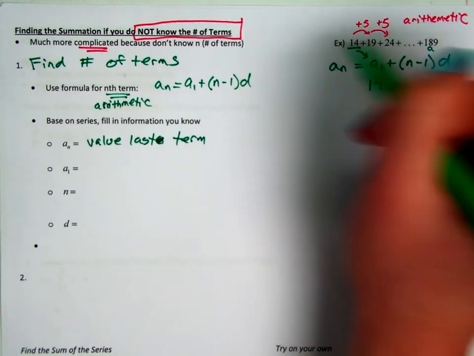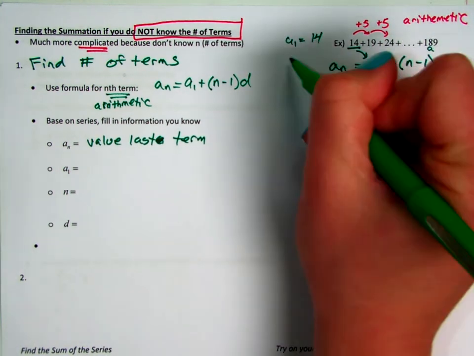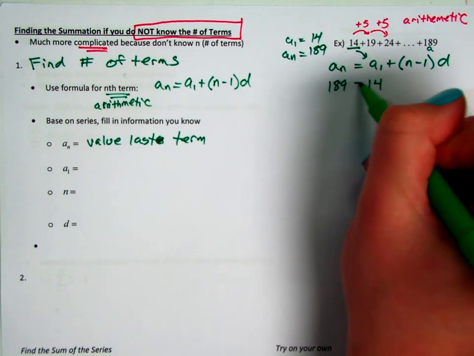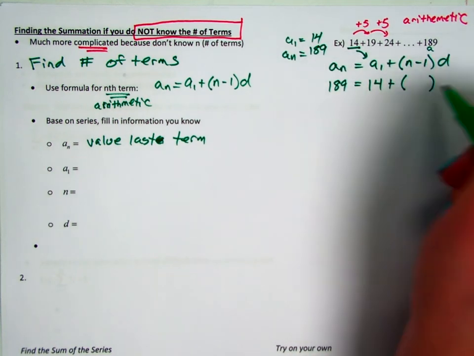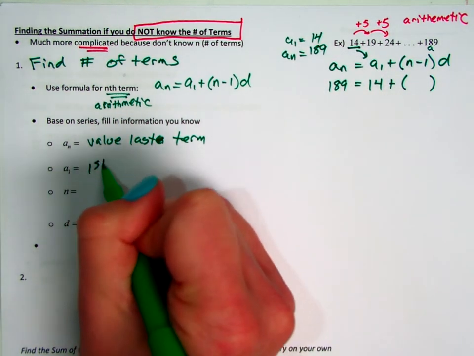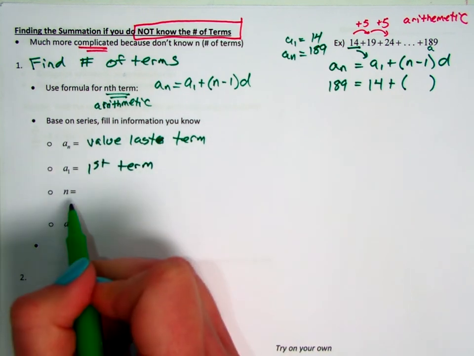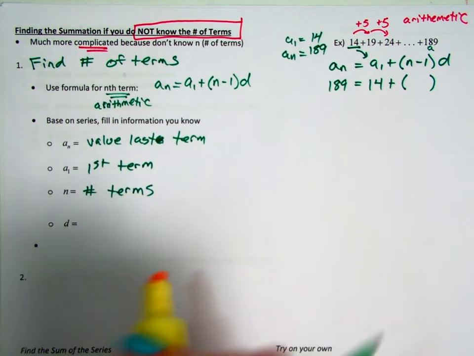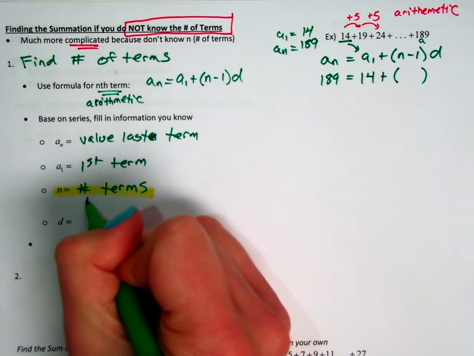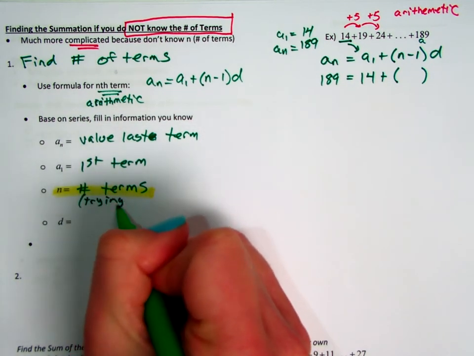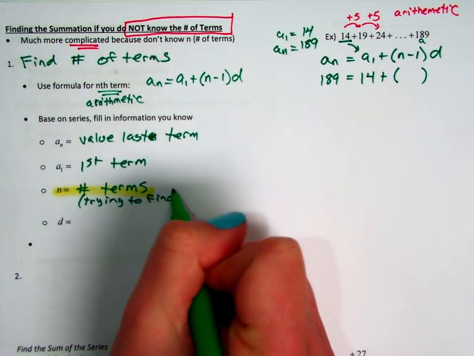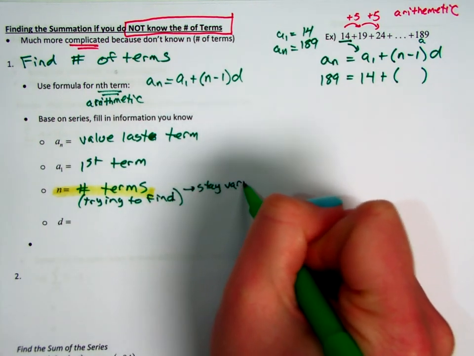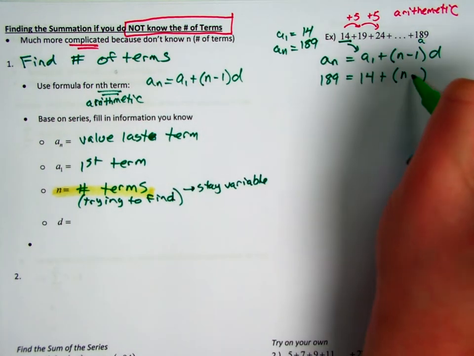So in this case, a sub 1, which is my first term, is 14. A sub n, which should be my last term, is 189. So I can put that in its place. So 189 equals 14 plus, and then we have to figure out the rest of this. Well, n is supposed to be the number of terms. We don't know the number of terms, so this is what we're trying to find. So n will always stay a variable in this step for this type of problem. So it's still going to stay n minus 1.